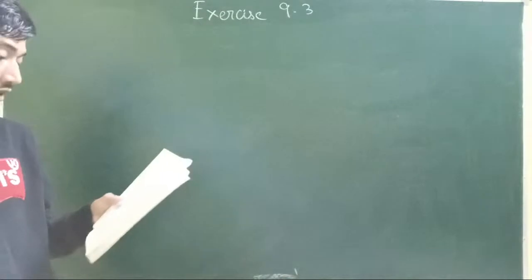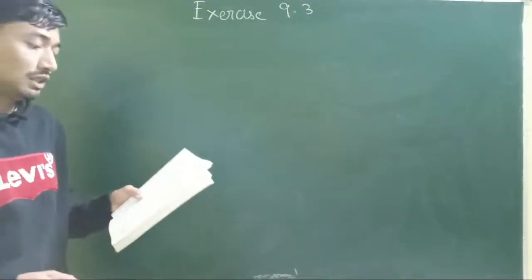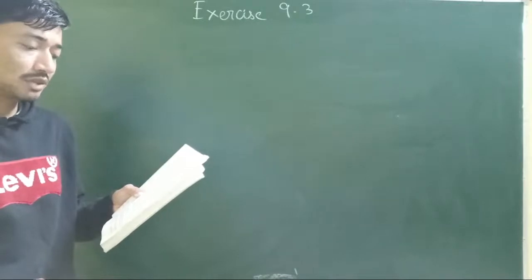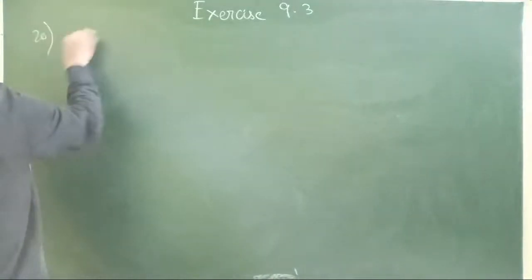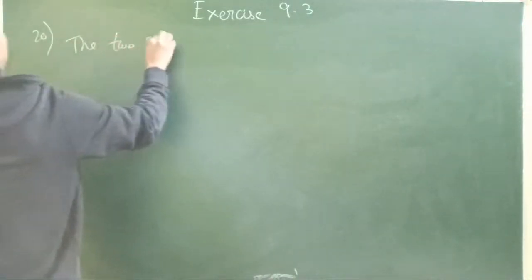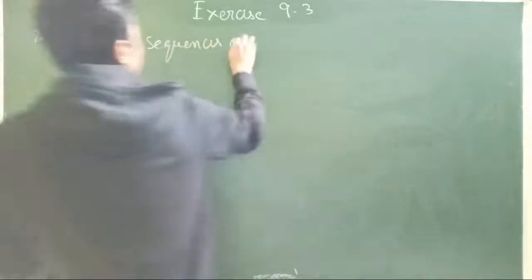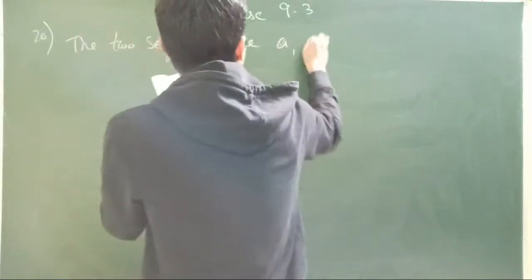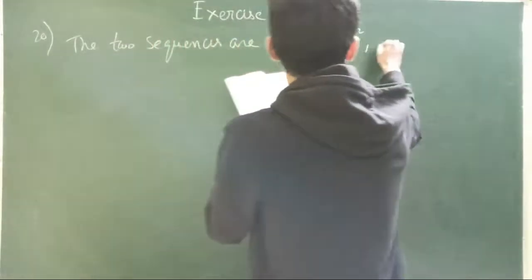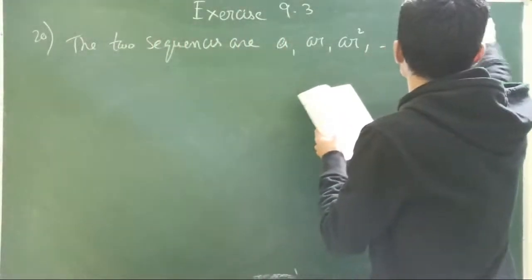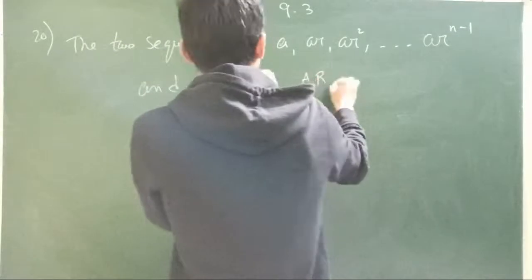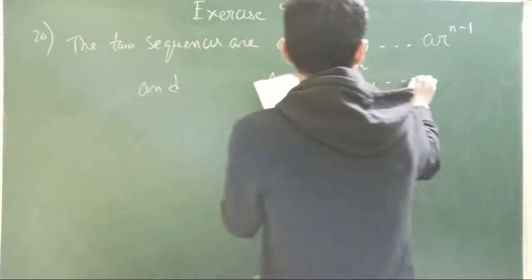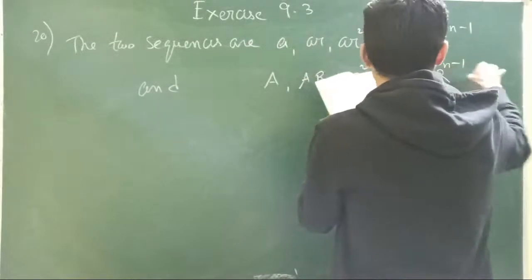So, okay, question number 20. Almost the same question again. Show that the products of the corresponding terms of the sequences form a GP. Again, there are two sequences here. The two sequences are A, AR, AR square, ... AR power n minus 1. And the other sequence is AR, AR square, ... AR power n minus 1.